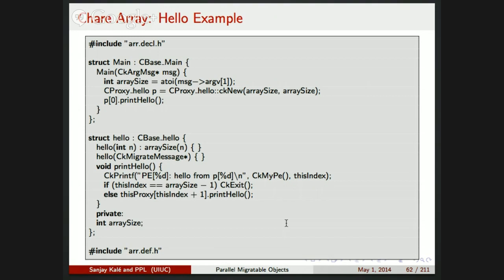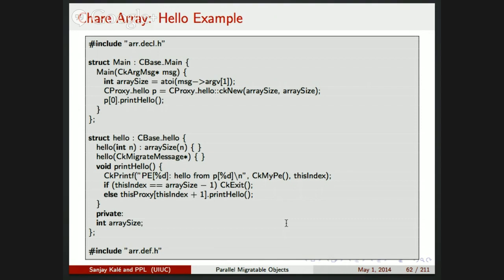Now, if we look at the hello char itself, again, it inherits from cbase hello. It has a field for the array size, which it accepts at construction and sets there. So when you call ckNew, you always tell it the size of each dimension. For example, if we had a 3D array, you have to tell it the size of the x, y, and z dimensions. Then every argument after the dimension sizes is where you actually pass in whatever arguments the char itself needs.